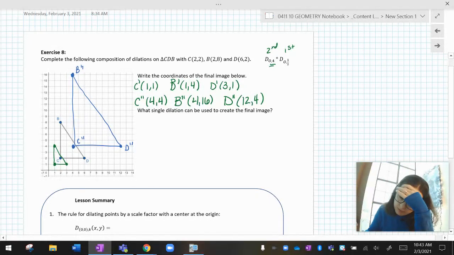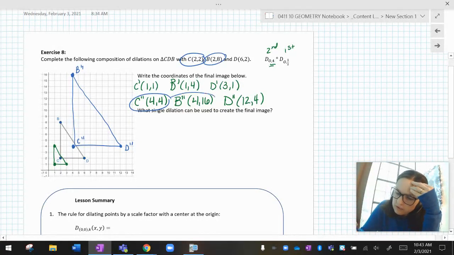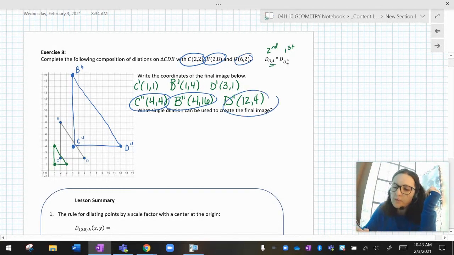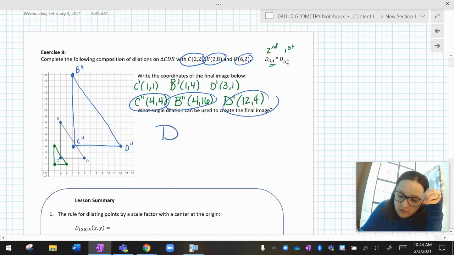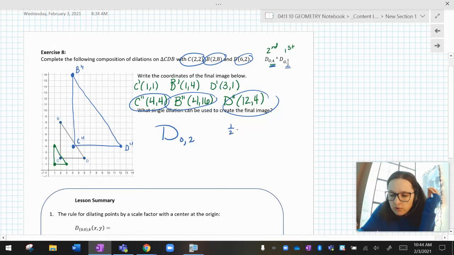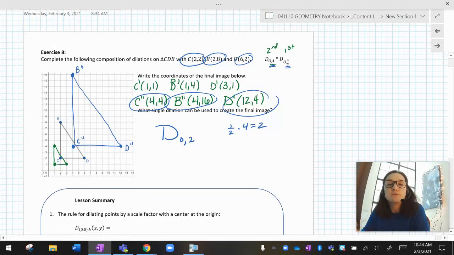What single dilation can be used? Well, what did I do to 2, 2 to get 4, 4? I multiplied by 2. What did I do to 2, 8 to get 4, 16? I multiplied by 2. What did I do to 6, 2 to get 12, 4? I multiplied by 2, Mrs. Bibber. You got it. If you do multiple dilations in a row from the same center, the single dilation is: keep your center, multiply the two scale factors together. A half times 4 is 2. So if you do multiple dilations from the same center, you can multiply the scale factors together.